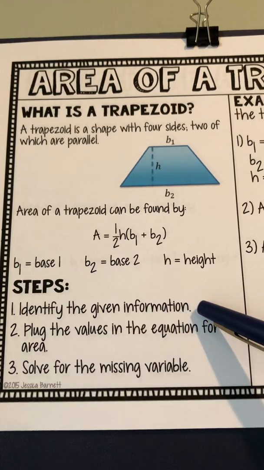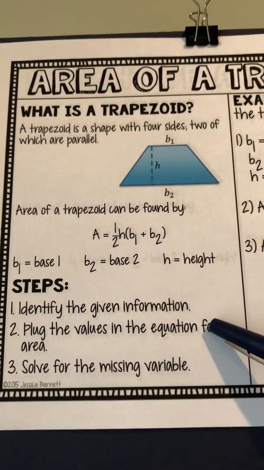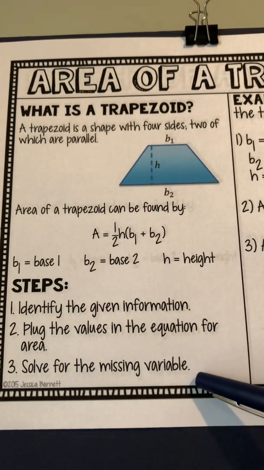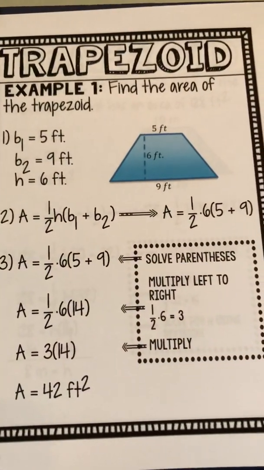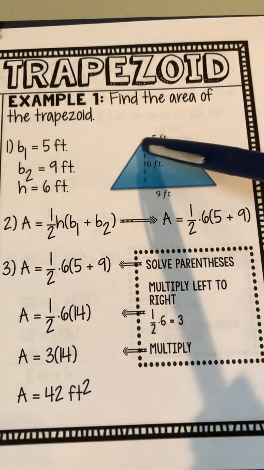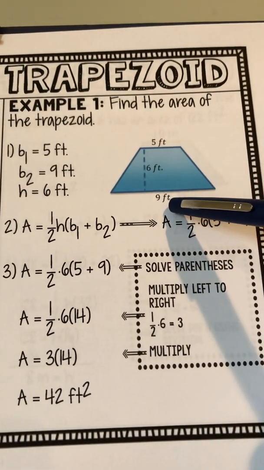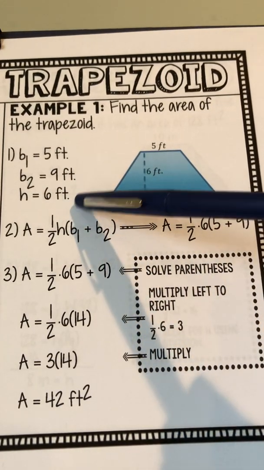Our steps: identify the given information, so figure out what's given or provided to you. Step 2, plug the values in the equation for the area. Step 3, solve for the missing variable. All right, so here is our first example. Find the area of this trapezoid. We have base 1 is 5 feet, base 2 is 9 feet, the height is 6 feet. Okay, so those are all identified right there as well.